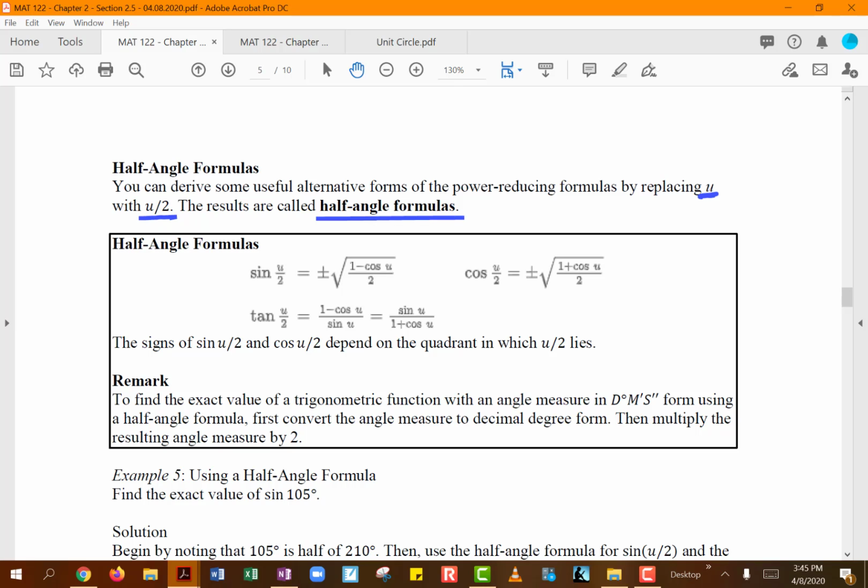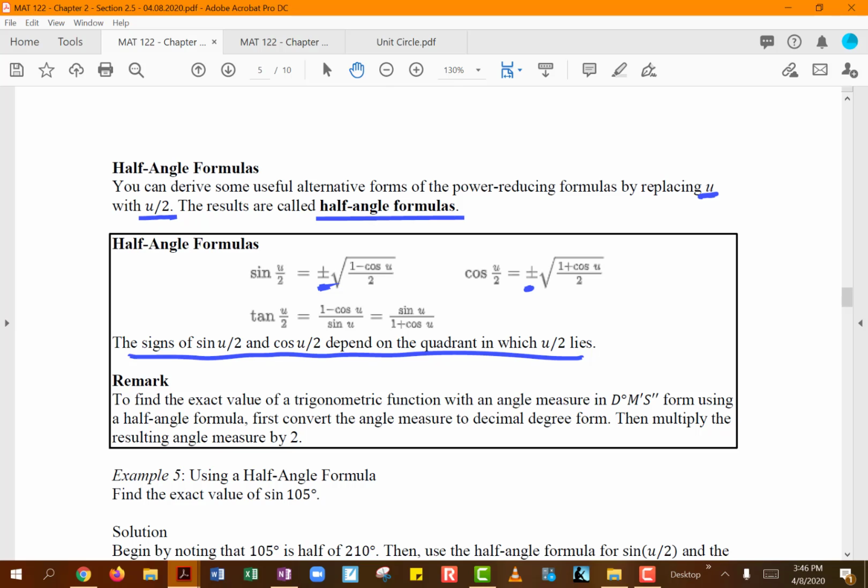Now you will notice for our sine and cosine functions you have these plus or minus signs in the front. That's going to depend on what quadrant your angle u over 2 lies in. If it's in quadrant 1, both are positive. In quadrant 2, cosine is negative, sine is positive. Quadrant 3, both are negative, and then quadrant 4, cosine is positive, sine is negative. So that's why they're putting the signs in there, but it's not always going to come into play, depending on what quadrant you are looking at.